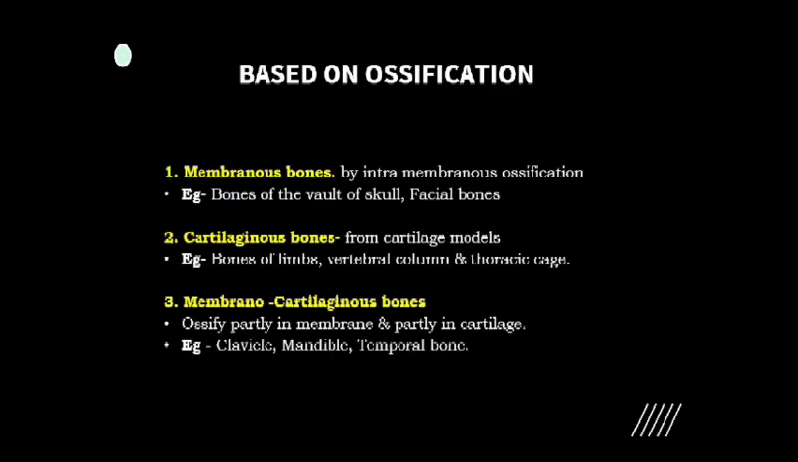So next classification is based on ossification or development, or you can say it is the bone formation. So according to that, you have got three sets, that is membranous bones, cartilaginous bones and membranocartilaginous bones. So in membranous bones, they are formed by intramembranous ossification, and the examples are bones of the vault of skull and the facial bones, whereas the cartilaginous bones are formed from the cartilage models, and they are bones of limbs, vertebral column and thoracic cage. Whereas membranocartilaginous bones ossify partly in the membrane and partly in cartilage, and that includes clavicle, mandible and temporal bone.